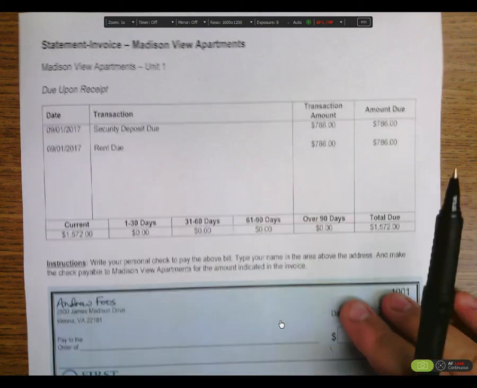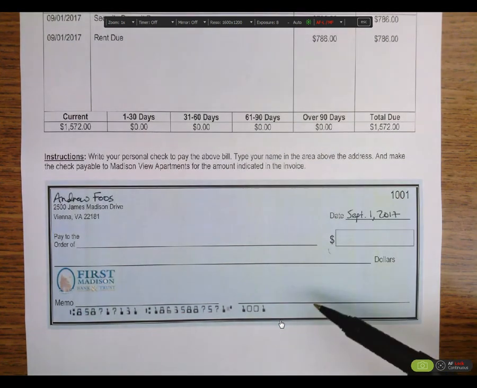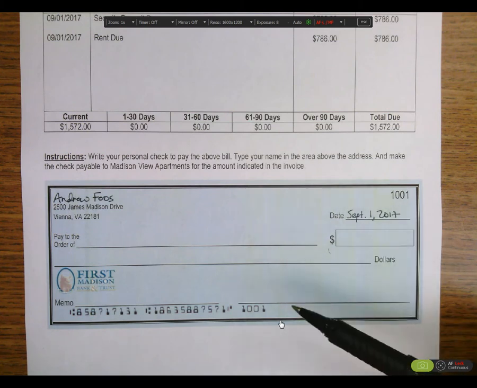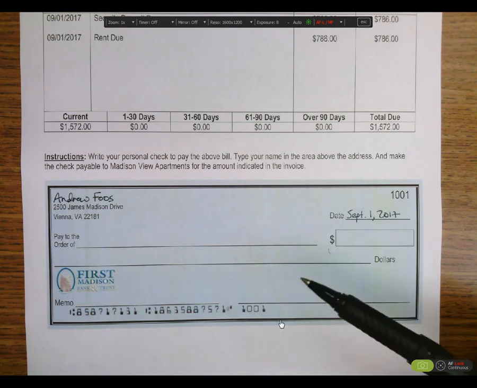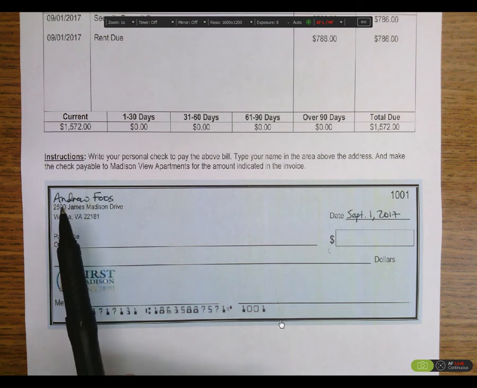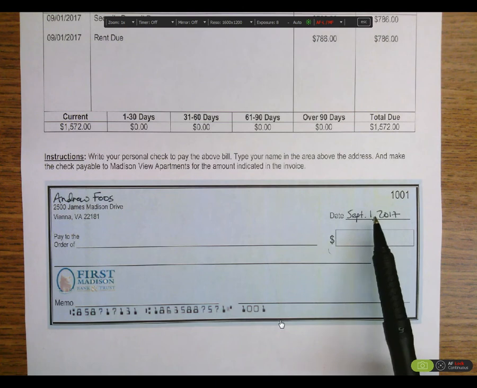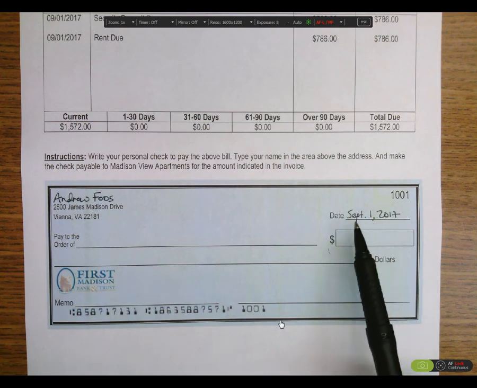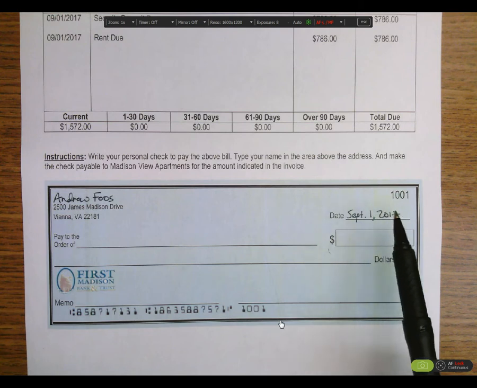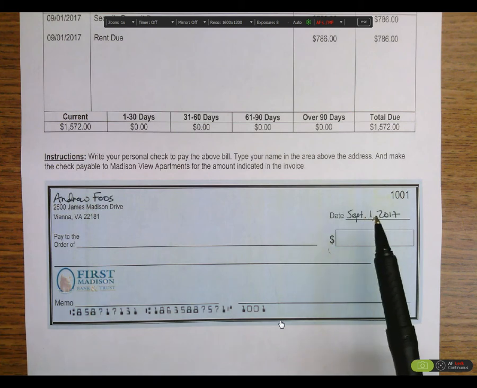So the way to do that is we come here to this check portion, and when you do the assignment, just print the whole sheet, fill out the check, leave the check attached to the invoice, and submit the whole thing together. I put my name in the upper left-hand corner. This is where your name would go, because traditionally on a check, your name and address will be printed in the upper left-hand corner. And then the date you're writing the check will go here under date, and you could write September 1, 2017, or you could write 9-1-17 if that's how you want to write it. However you write your dates, it goes up here in this section.